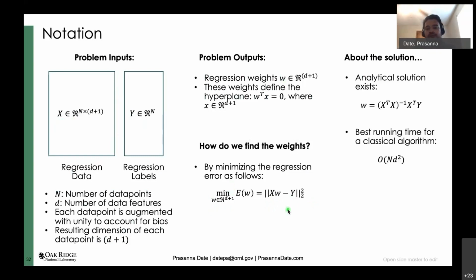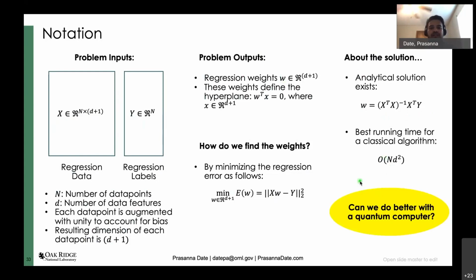As it turns out, the regression problem already has an analytical solution, given by X transpose X inverse times X transpose y, which equals the final regression weights that we're looking for. The best running time algorithm on a classical computer is N D squared, so it's sort of a cubic algorithm. Now the question is, can we do any better with quantum computers?